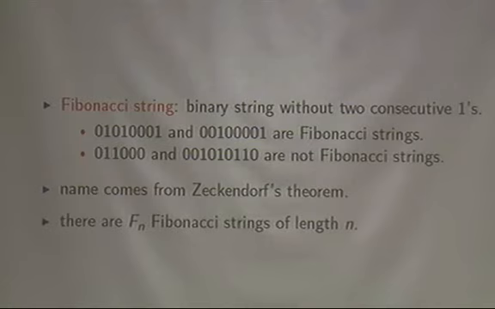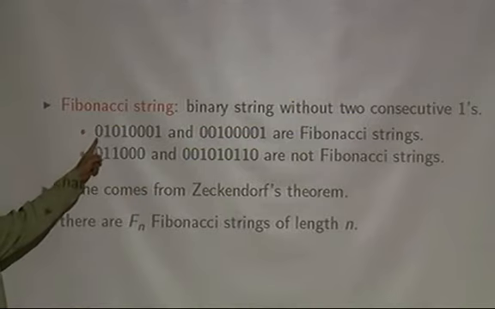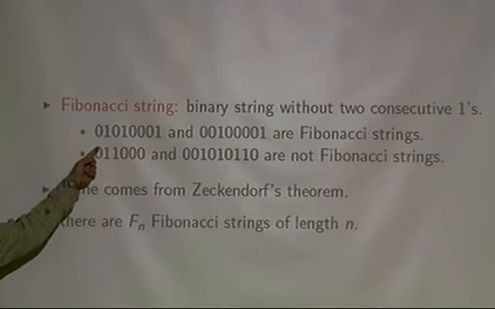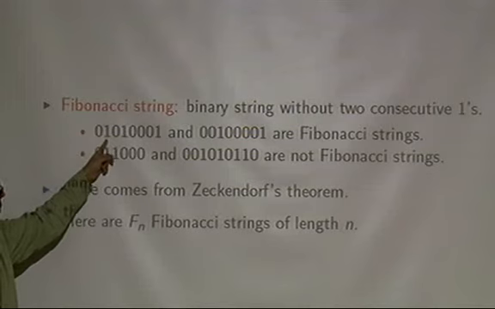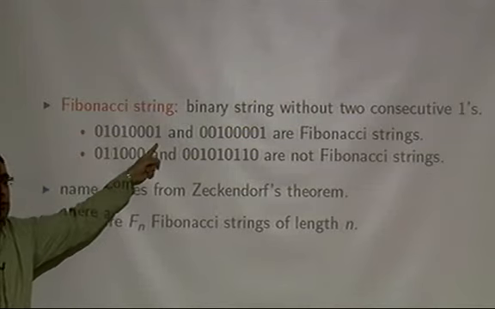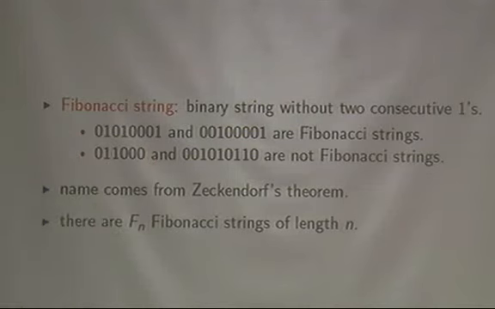The number of Fibonacci strings is equal to F_n, the nth Fibonacci number. That comes from Zeckendorf's theorem, or you can just see it directly: you have two options. If the first coordinate is a 0, then you can put whatever you want in the rest, so F_{n-1}. If the first coordinate is 1, then next you should have a 0, and then after that you can put whatever you want. So you get the Fibonacci recursion. So the number of Fibonacci strings is F_n also.